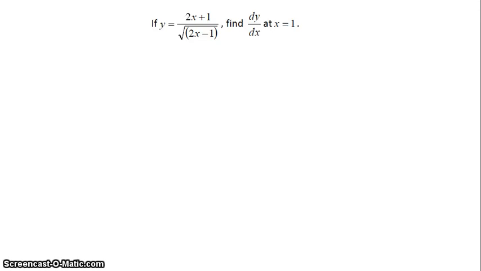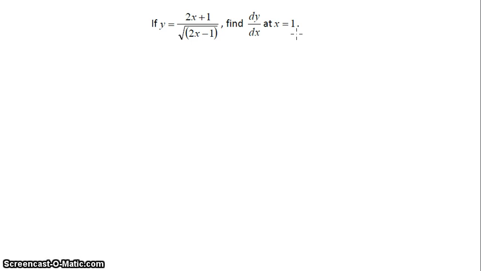Okay, in this video I'm going to show you how to solve a problem involving differentiation. It says that if y is equal to 2x plus 1 over the square root of 2x minus 1, find dy/dx at x equals 1. So this simply means that given this function, you have to differentiate the function and substitute the value of x, which is equal to 1. And after that, that's the answer.